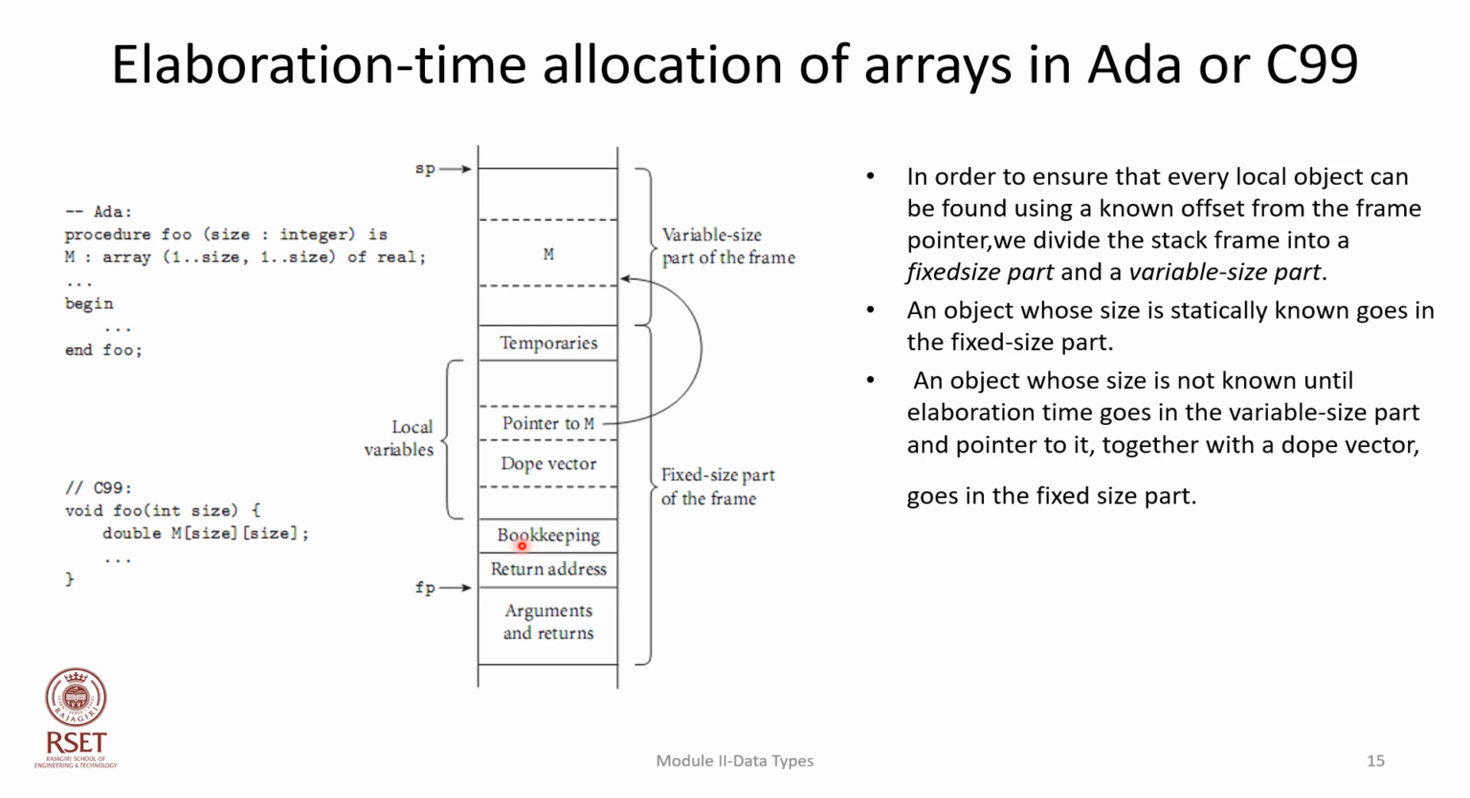So there are two types of objects in a program. The one in which the size is known statically, and the other one is known only at the elaboration time or runtime. So all the objects whose size is known in prior go to the fixed size part. And all those objects whose size is not known at the compile time are given to the variable size part. So there are two parts, fixed size and variable size part in the frame, and those items which we place in the variable part will have a pointer in the fixed size part, and the DOP vector is also given in the fixed size part.